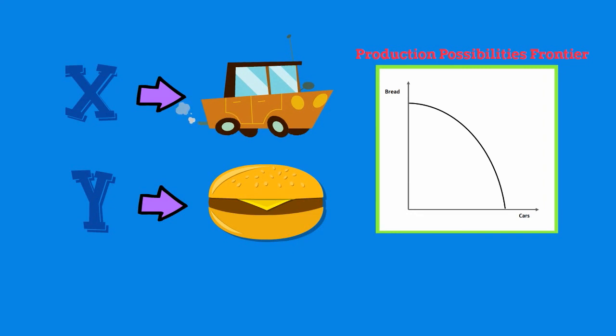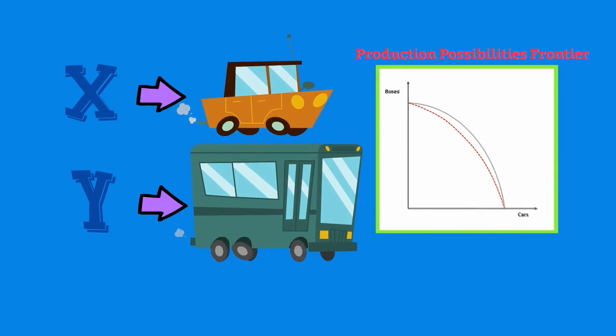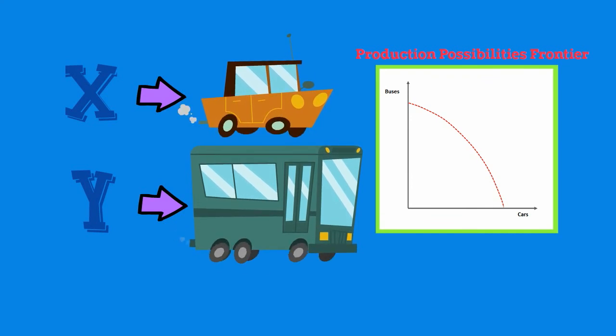If we replace baking bread with manufacturing buses, we expect the new PPF curve to be less convexed, or flatter than the curve before. The technologies to manufacture cars and buses are similar, making it easier to switch from producing cars to buses.